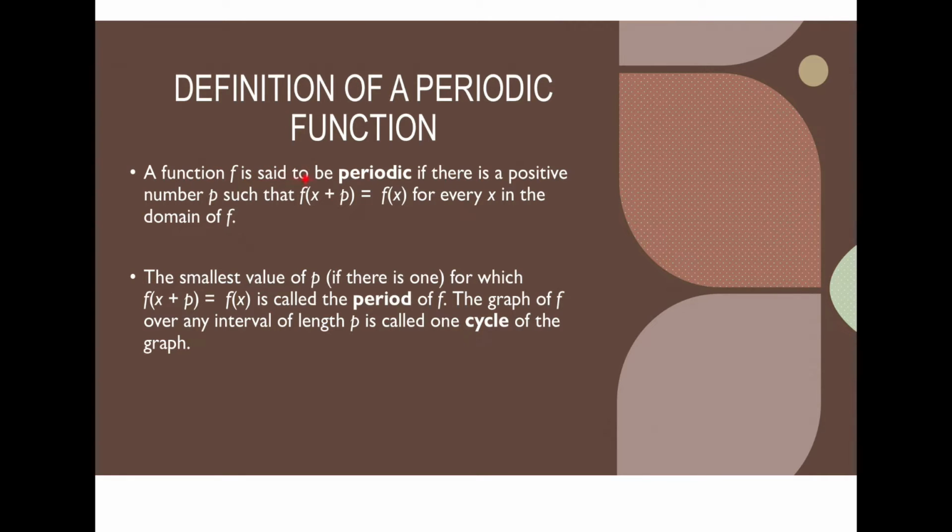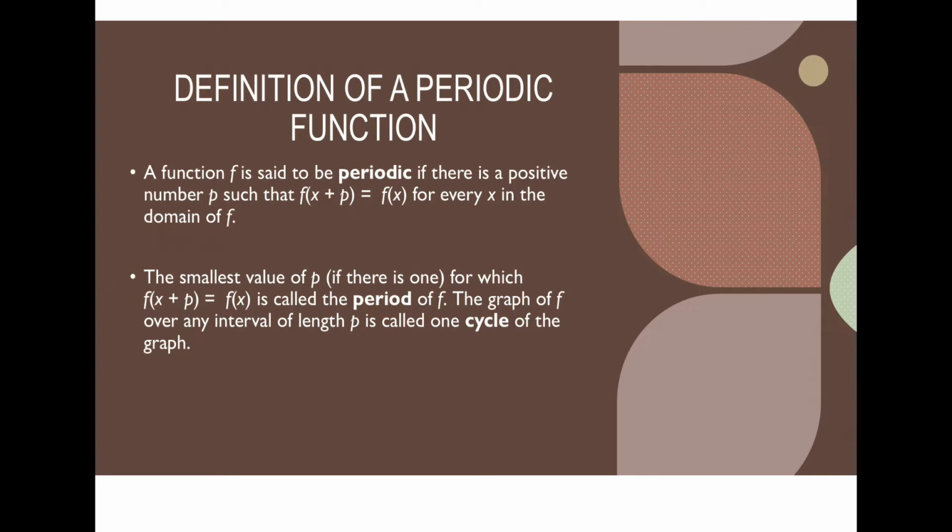A function f is said to be periodic if there is a positive number p such that if we add p to x, eventually we get f of x for every x in the domain of f. In other words, we get to a certain point and it repeats back to what it was before we added p. The smallest value of p, if there is one, for which f of x plus p is f of x, is called the period of f.